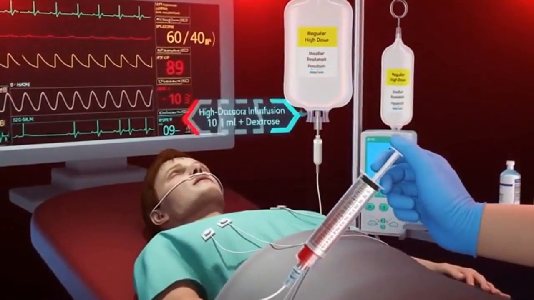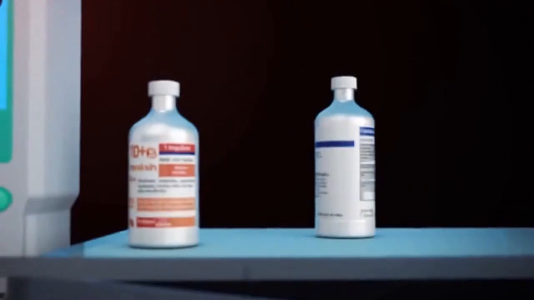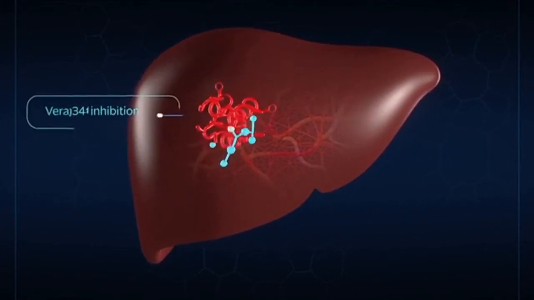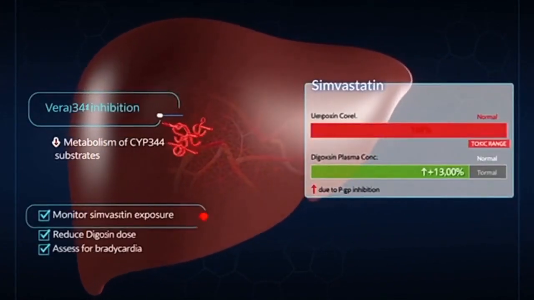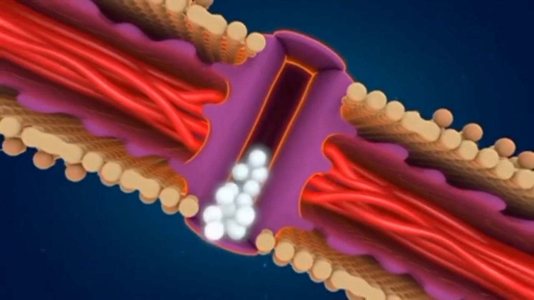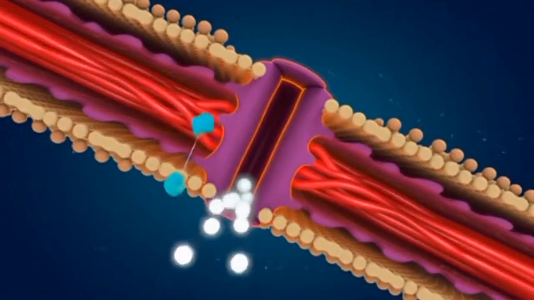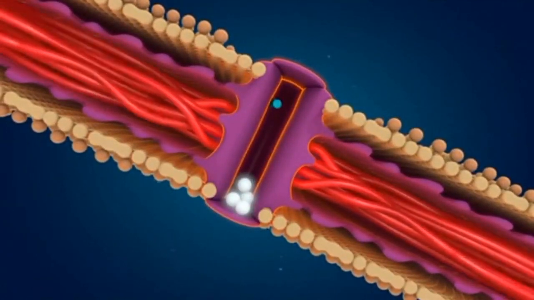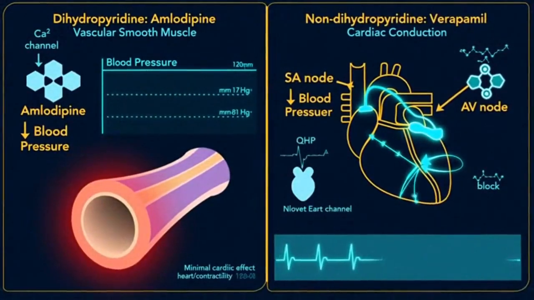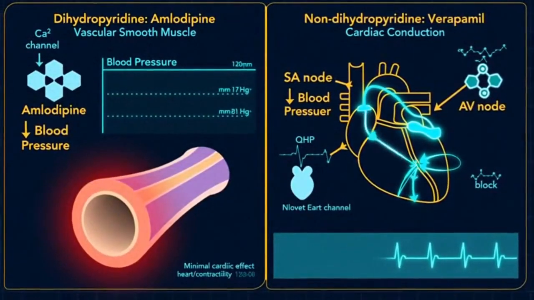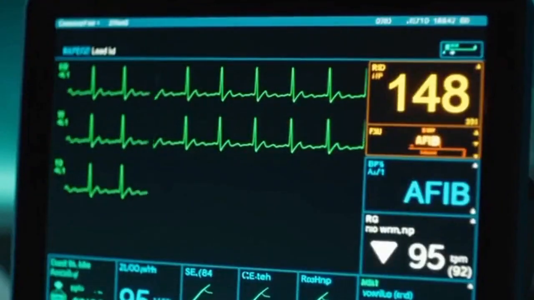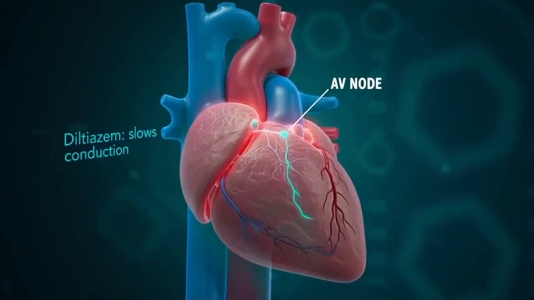Clinical indications for non-dihydropyridines. Rate control in atrial fibrillation or flutter, particularly diltiazem IV, is commonly used in the ED. Stable angina, by reducing heart rate and contractility, decreasing oxygen demand. Diltiazem is also used for paroxysmal supraventricular tachycardia, PSVT, as it blocks the AV node reentry pathway. Hypertension, second line, particularly when rate control is also desired.